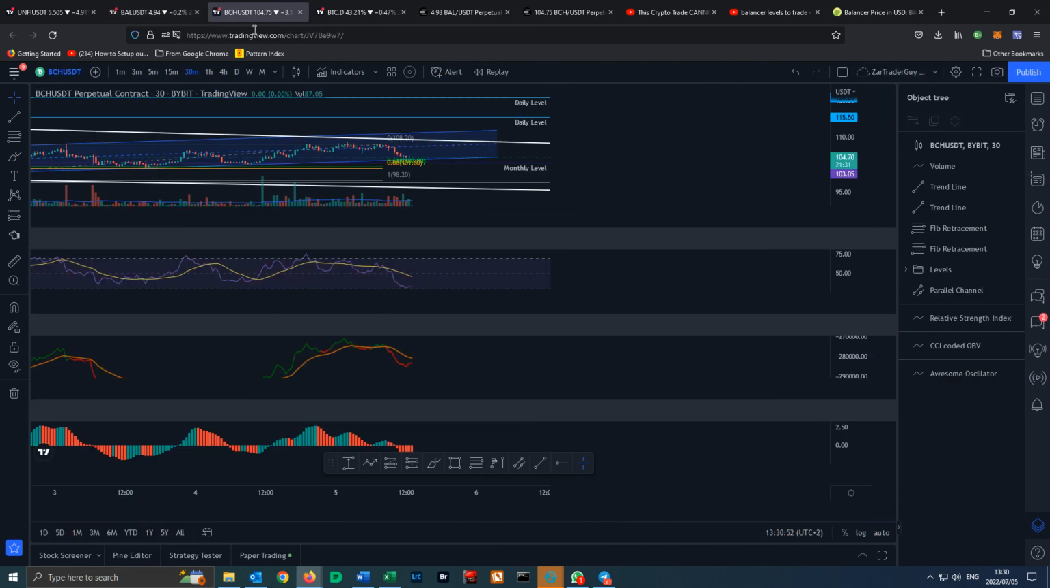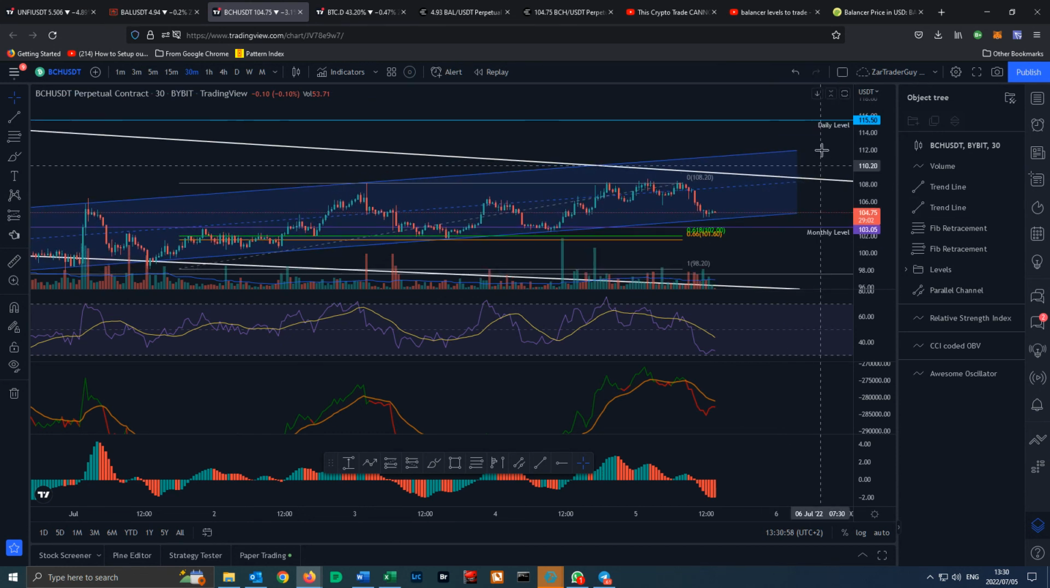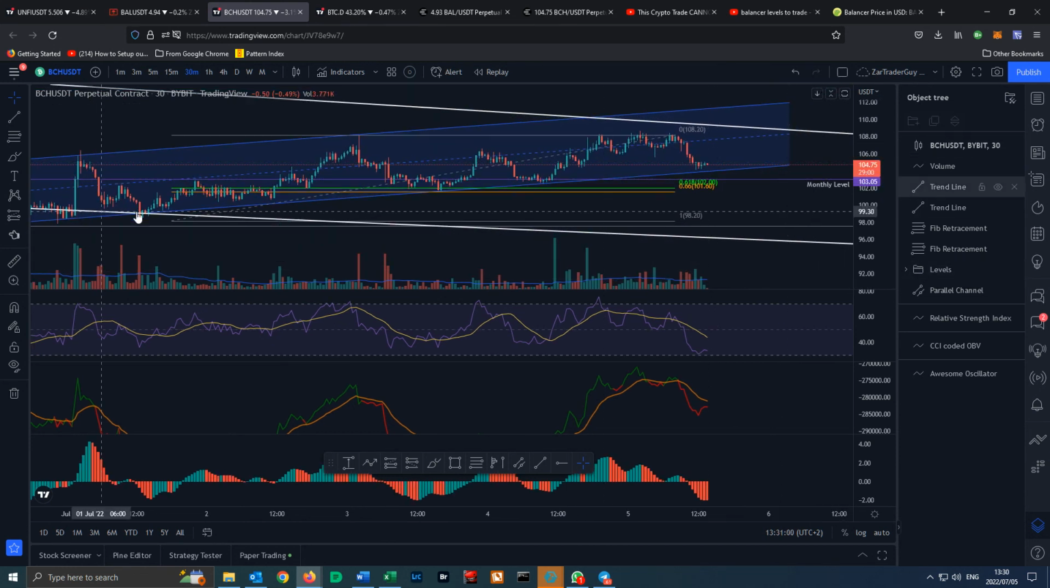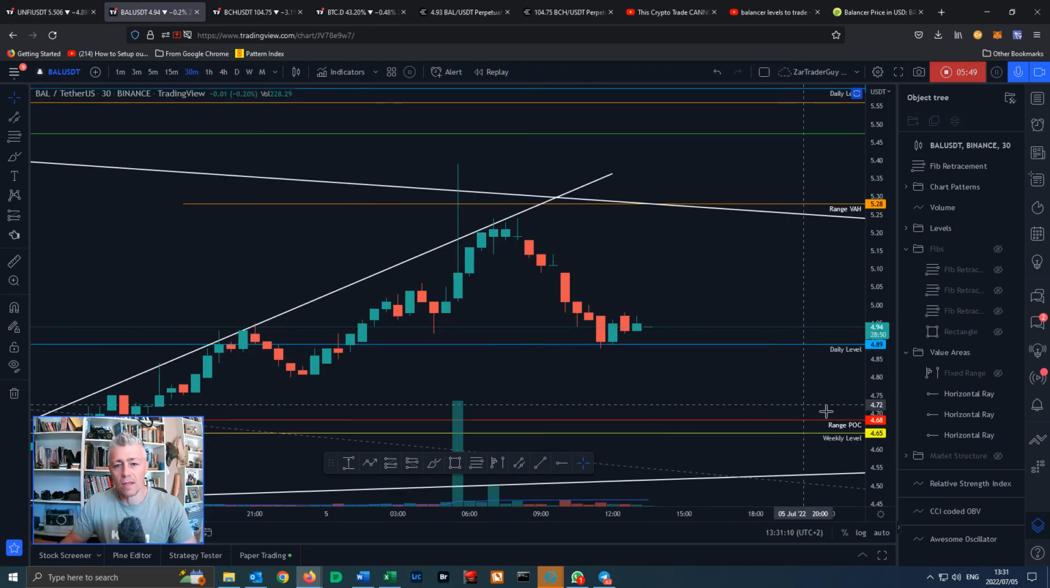I've also taken a Bitcoin Cash trade. As you can see, it's on the bottom trend line of this parallel channel. And I am also looking at UNFI. If I've got time today, I will post some TA on that. But that's the basic long and short of it.